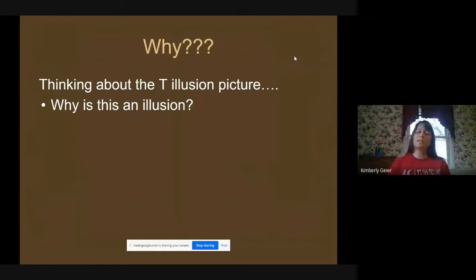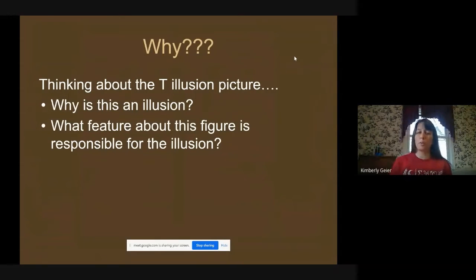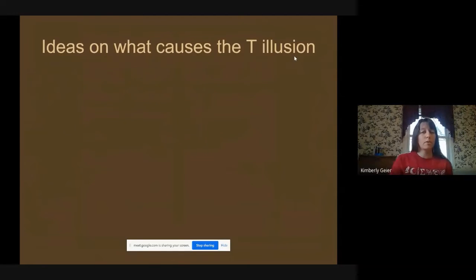Why is it an illusion? Why does it look like they are different lengths? What features about it are responsible for the illusion? So we could come up with lots of ideas about what causes this T illusion to look like an illusion.